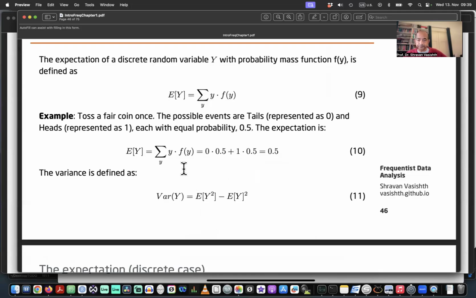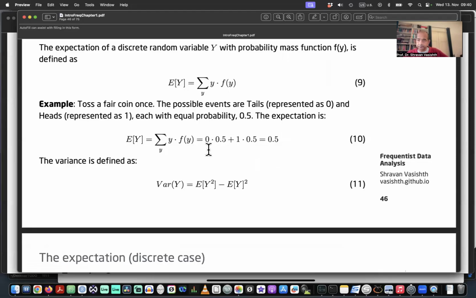So in that case, the expectation of this random variable is going to be the sum of y times f of y, summed up. So what that means is in the support of this random variable, I have 0 and 1 as the possible values, tails and heads. And I'm going to multiply the probability of obtaining a 0 with the number 0 and the probability of observing a heads with the number 1 and sum those values up. And the result I get is 0.5. So 0.5 is the expectation of this random variable, by definition. This is the definition.